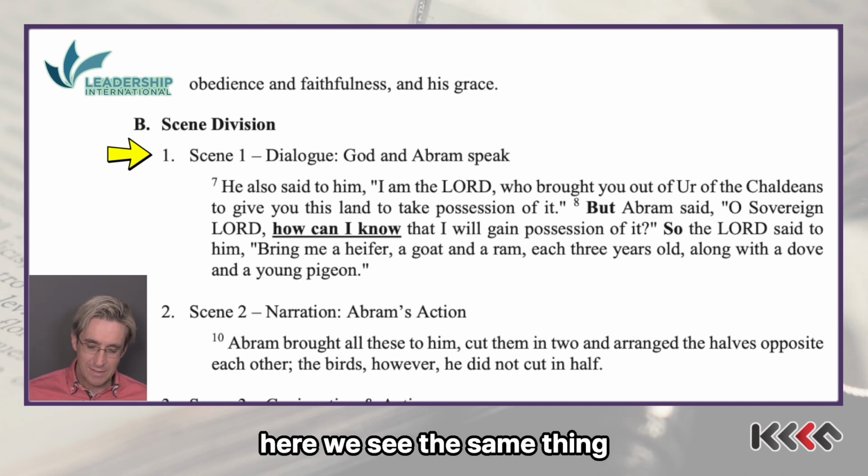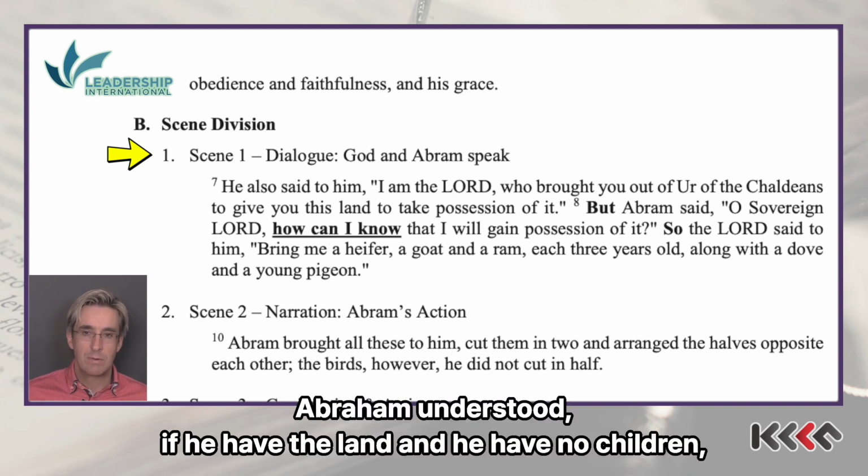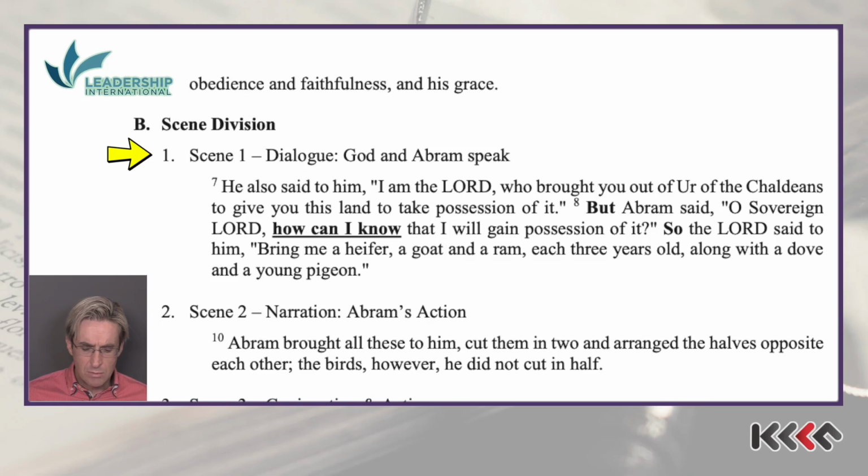Here we see the same thing. I am the Lord your God who brought you out of Ur of the Chaldeans to give you this land to take possession. But Abram understood that if he had the land and no children, who would inherit the land? Oh, sovereign Lord, how can I know that I will gain possession of it? So the Lord said to him, bring me a heifer, a goat, and a ram, 3 years old, along with a dove and a young pigeon.